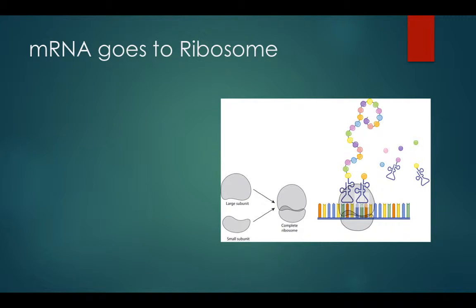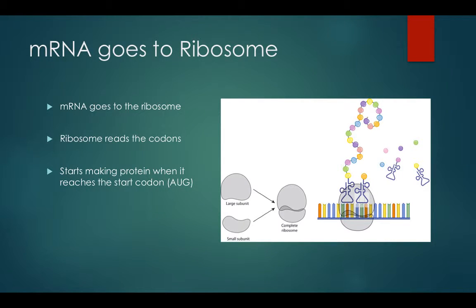So the mRNA goes to the ribosome. And what happens next is the ribosome is going to read the codons. And the codons are those 3-letter combinations. It's then going to start making the protein once it finds the AUG. It will not start until it finds that AUG. If there's no AUG on the mRNA, it's not going to do anything with it. It's going to ignore it because it won't actually have a code to start.